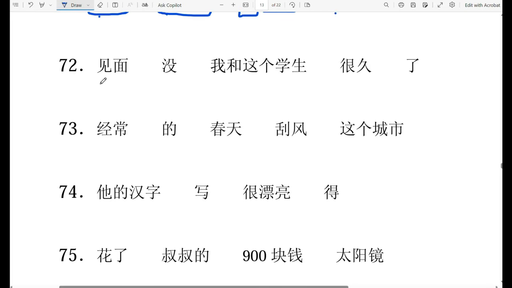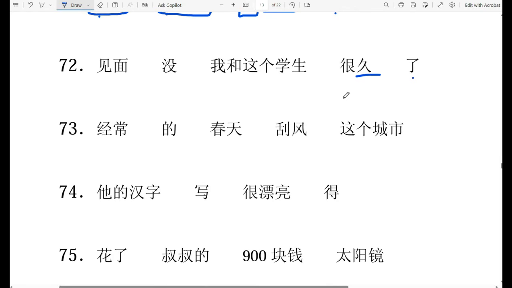Again, let's read all the words. 见面, to meet, so it is a verb. 没, which makes a sentence negative, so 没 is usually followed by a verb. 我和这个学生, so me and this student, so it could be a subject, could be an object. 很久, 久 means long, for a long time. And then we have 了 at the end.